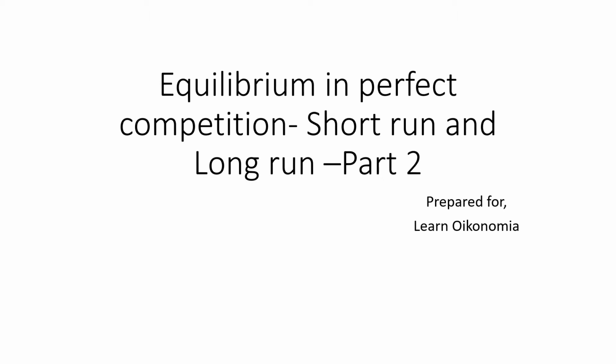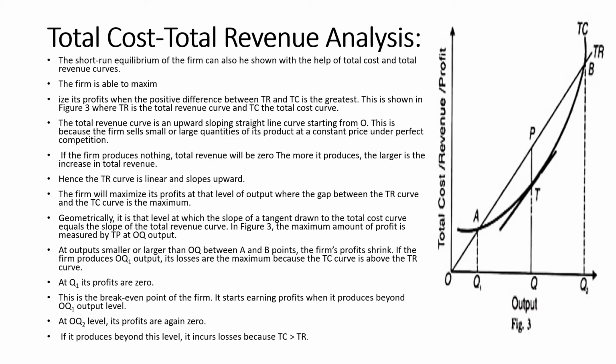So in this video, we will be discussing part 2 of equilibrium in perfect competition, determination of output, price, etc. in perfect competition in the short run and in the long run. We will be continuing with the short run aspect and then we will go to the long run aspect. In the previous video, we have already discussed the marginal cost, marginal revenue analysis. Here, we will cover the total cost, total revenue analysis with respect to the short run.